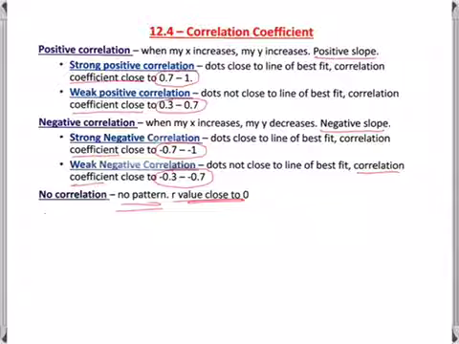The closer to 1 or negative 1 your value is for your correlation coefficient, the better or more predictable the pattern is for your scatter plot, and the easier it's going to be to draw a trend line or a line of best fit. Negative correlation coefficients mean your line has a negative slope. Positive means it has a positive slope.